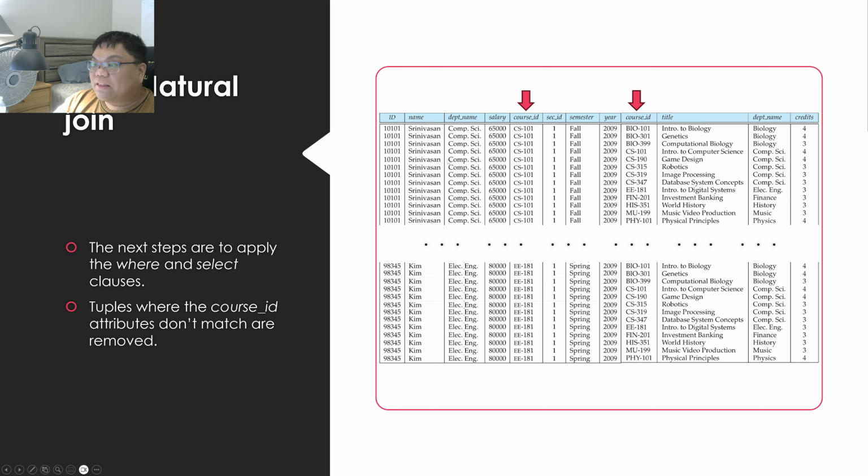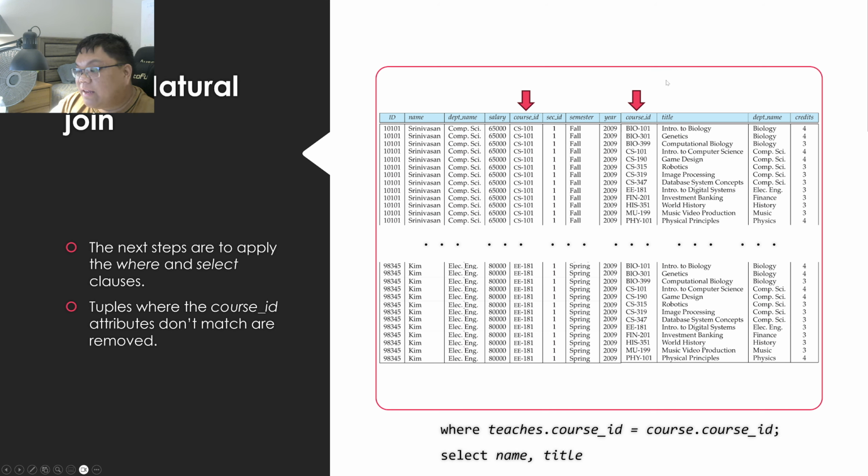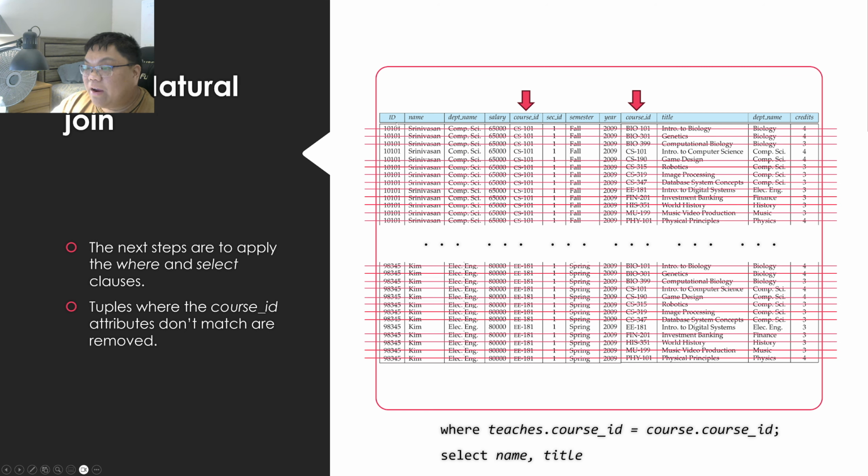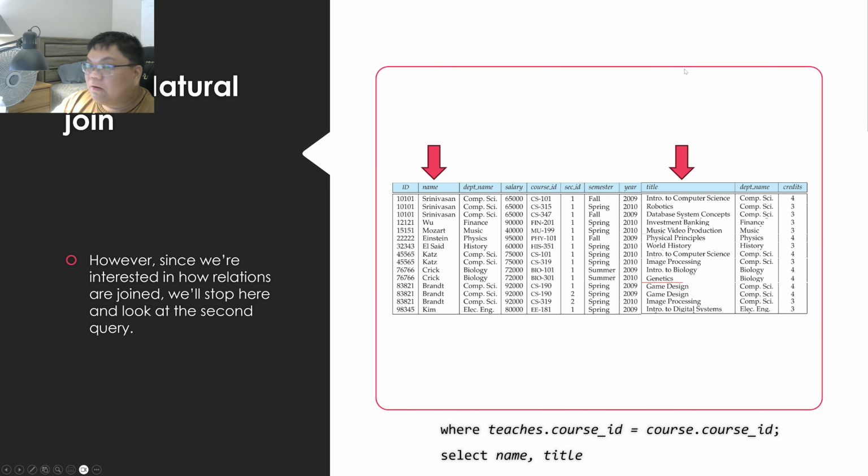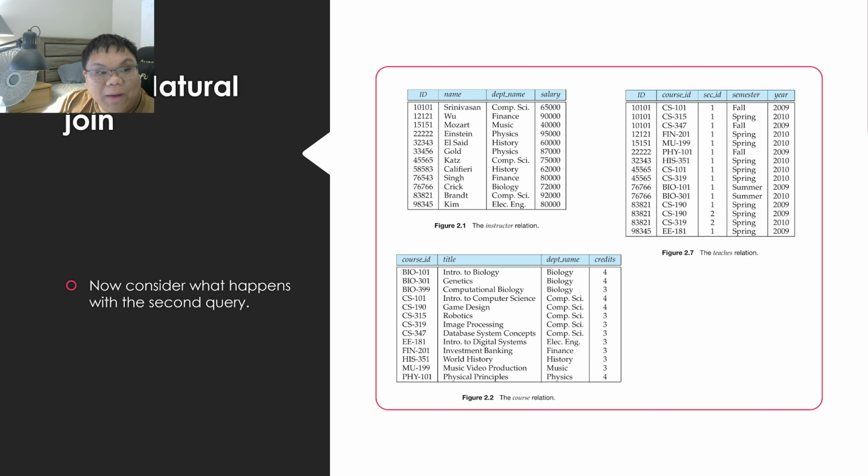So now we have this big table. The next step is to apply the where and select clauses. Tuples where the course ID attributes do not match are removed. Where teaches.courseID equals course.courseID, we just cross everything out where the two course IDs don't match. We're going to stop here because we're more interested in how the relations are joined. So let's try the second query, where that one was natural join followed by another natural join.